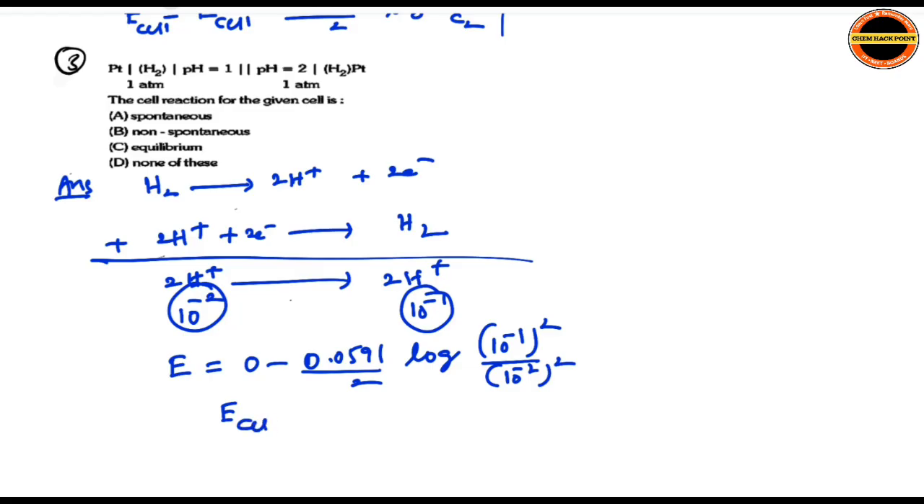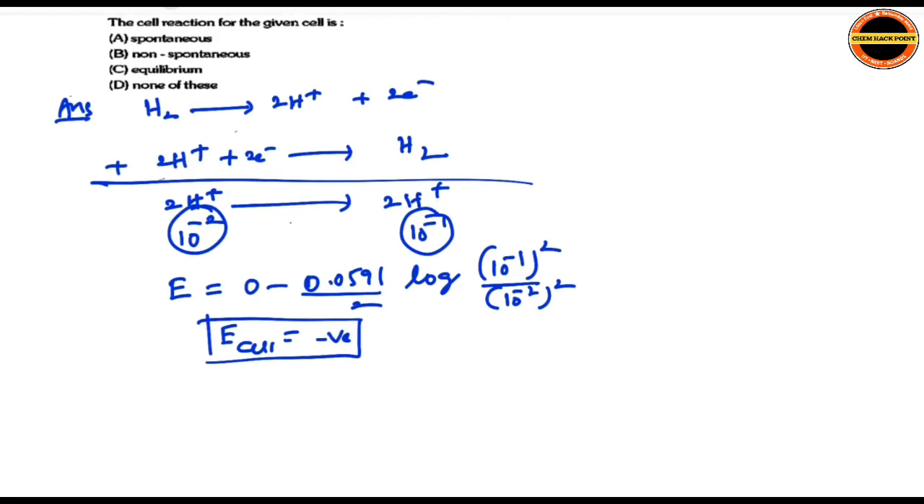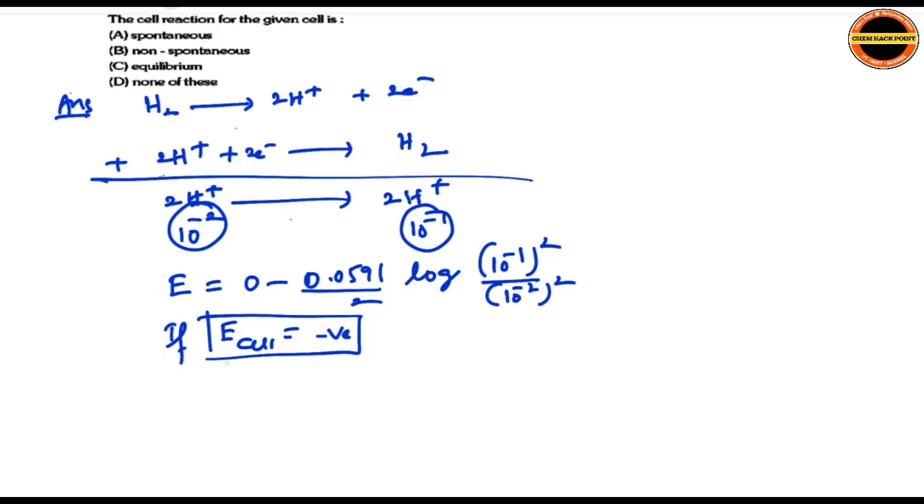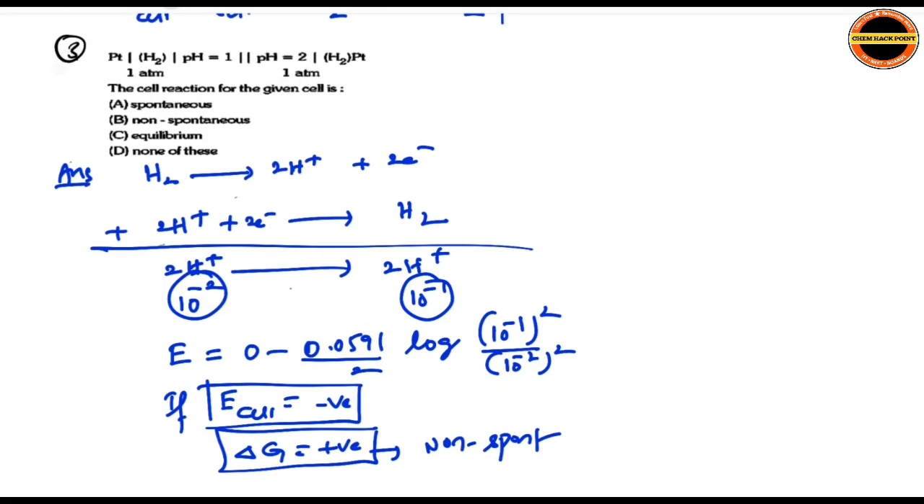So now E cell is negative. If E cell is negative, delta G is positive. Hence the process is non-spontaneous. Hence the answer here is option B, non-spontaneous.